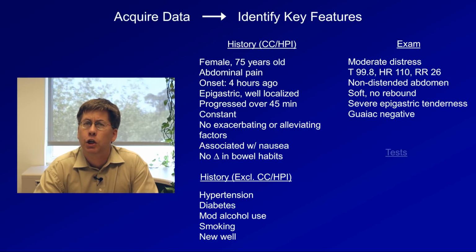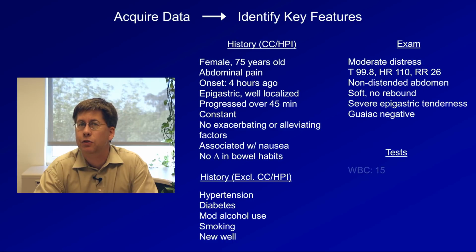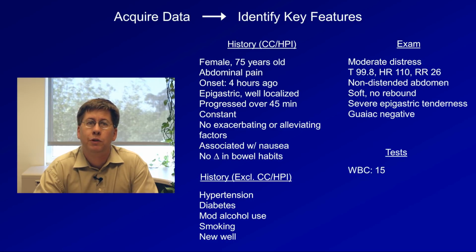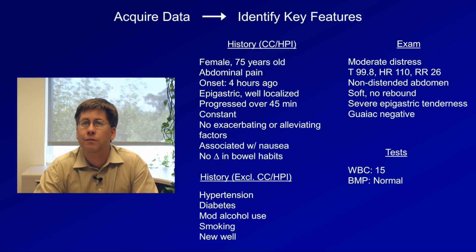For her labs, her CBC revealed a white blood cell count of 15 with 85% neutrophils. Her hemoglobin was 14.5 and platelets were 325. Basic metabolic panel was normal. LFTs notable for a total bilirubin slightly elevated at 2.5, all of which was indirect.